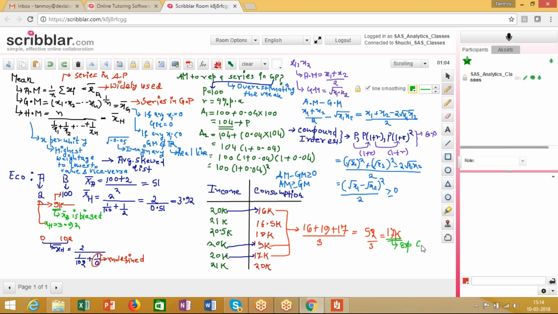The expected consumption or the average consumption. Clear? So basically, averages are used for prediction.